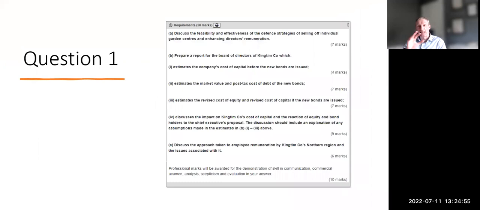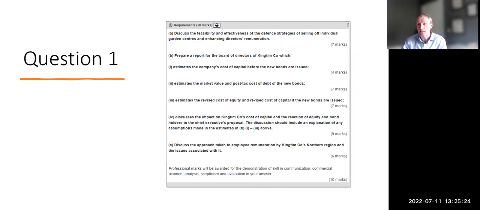Okay, a little example of the style of requirements that come up in question 1. This is from a relatively recent exam paper. It's a 50-marker question. You can see there's quite a number of individual requirements. First thing asks you to discuss the feasibility and the effectiveness of the defence strategies of selling off individual garden centres and enhancing directors' remuneration. And you can see from the verb there, it's to discuss, which means that that's purely a discussion answer that needs to be given to the question.